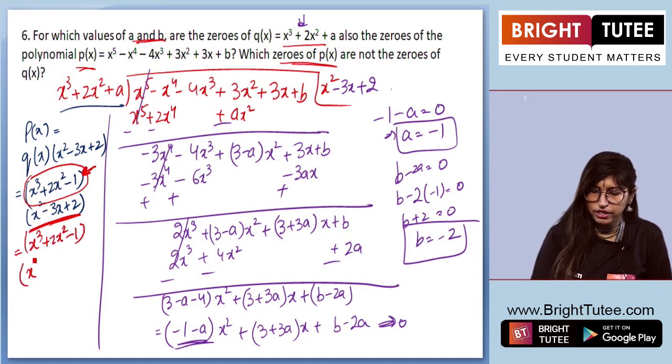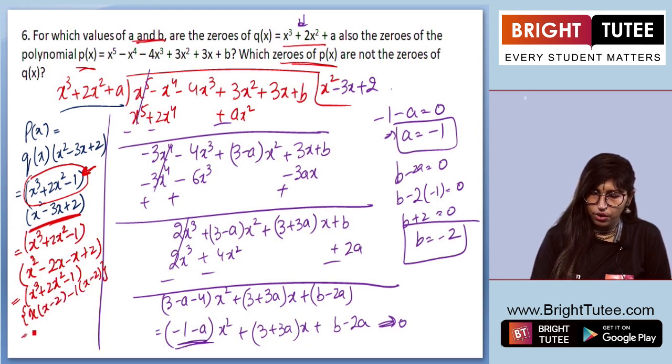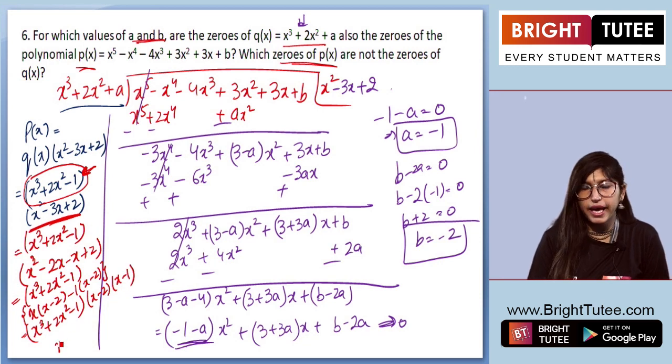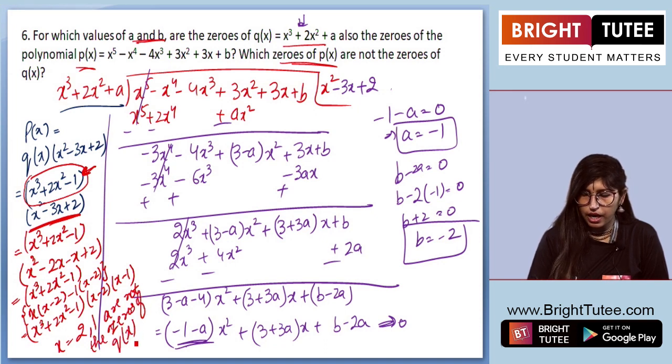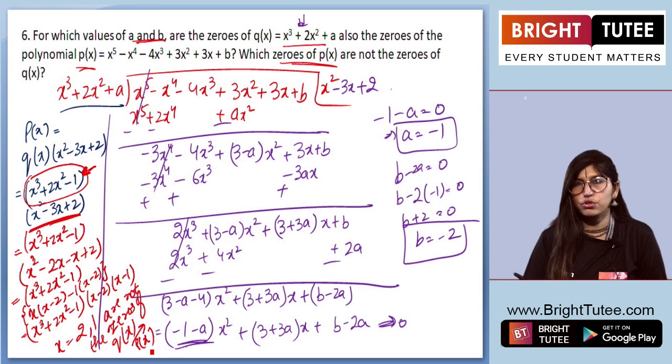So once we solve this out, we'll be getting x^2 minus 2x minus x plus 2. Out of these two, we'll take x common, left with x minus 2. Now x^3 plus 2x^2 minus 1, and the bracket is x minus 2 into x minus 1. So when x equals 2 and 1, these are actually not the zeros of q(x), but are the roots or zeros of p(x).